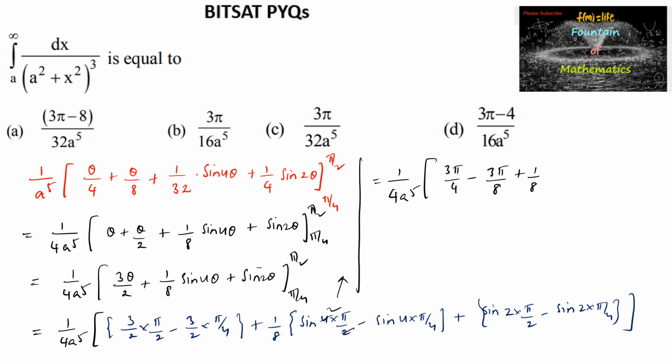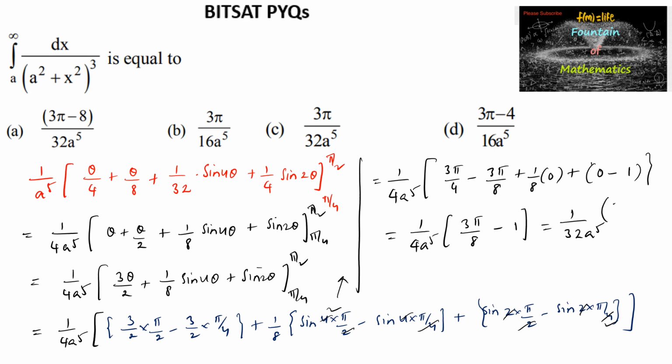So here sine 2 pi is 0 and again sine pi is also 0. So 1 upon 8 times 0 plus here again sine pi value is 0 minus sine pi by 2 value is 1. So 1 upon 4 a power 5, here LCM is 8, so (6 minus, that is 3 pi, divided by 8 minus 1), or we can write 1 upon 32 a power 5 times (3 pi minus 8). So 3 pi minus 8 upon 32 a power 5, which is option A. So we can go with answer A.